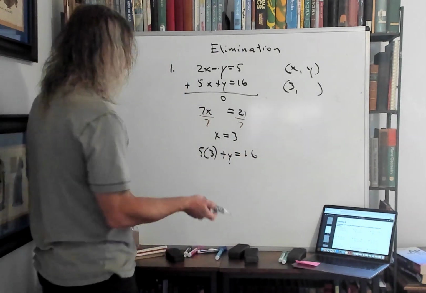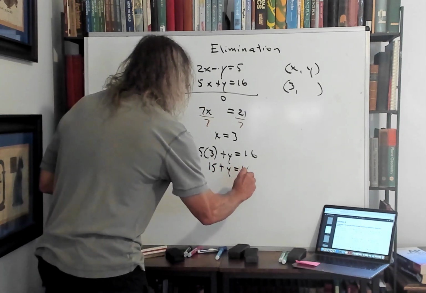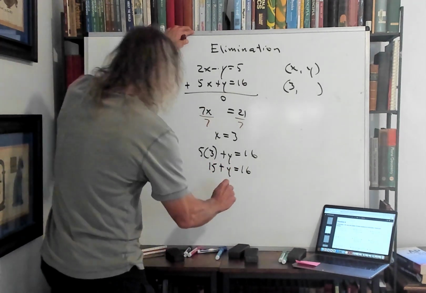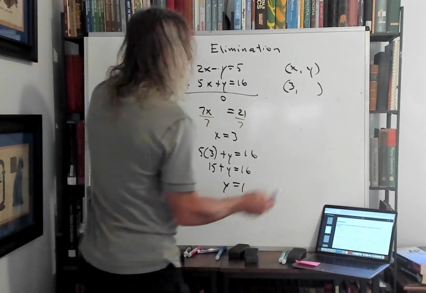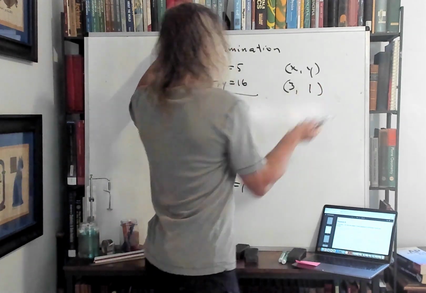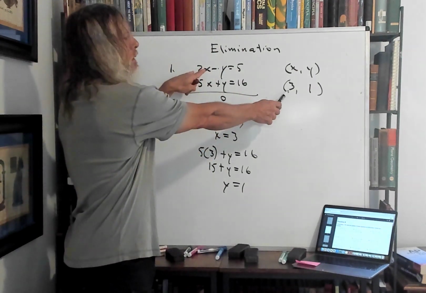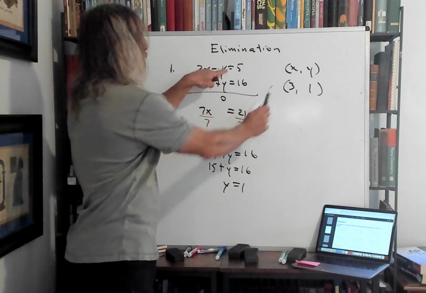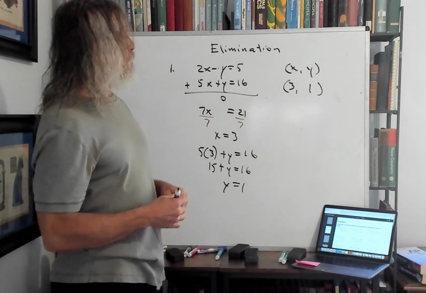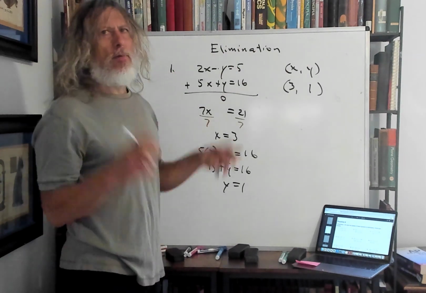Because x is 3, we get 15. 15 plus y is 16. Subtract 15, y is 1. So that is our answer. And notice it works in the other one as well. 2 times 3 is 6. 6 minus 1 is 5. So this works in both equations. So we've solved the system.